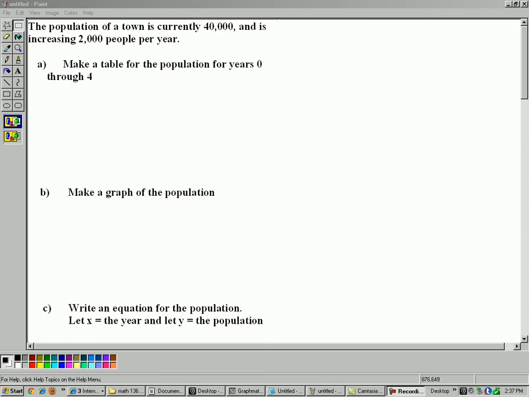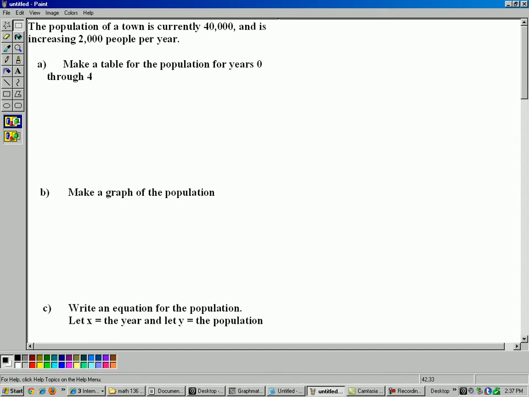Hello. Here is an example of, given a situation, make a table and a graph and write an equation for it. So the example here is the population of a town is currently 40,000 and is increasing 2,000 people per year. So question A is make a table for the population for years 0 through 4.